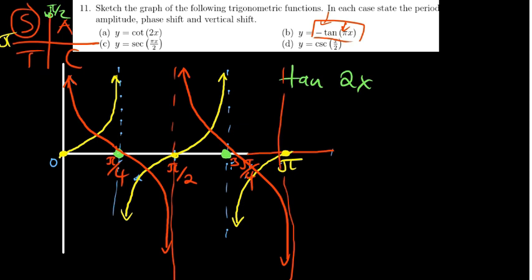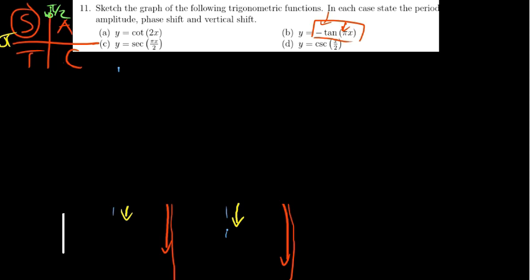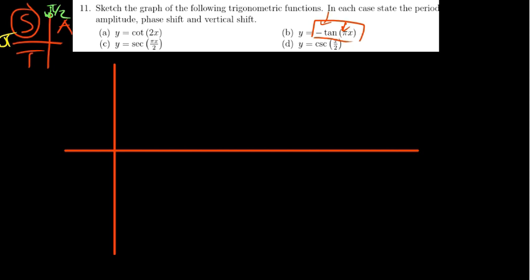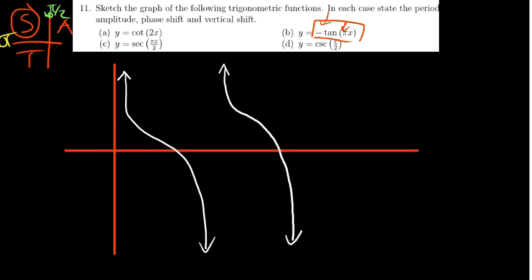So you are seeing the kind of reflection that we have, and then overall the graph we are having after the reciprocal is something that has come out like this. Again, and then we have an asymptote here. Another asymptote here. So this is pi over 2. That is occurring at what? 180. So pi.